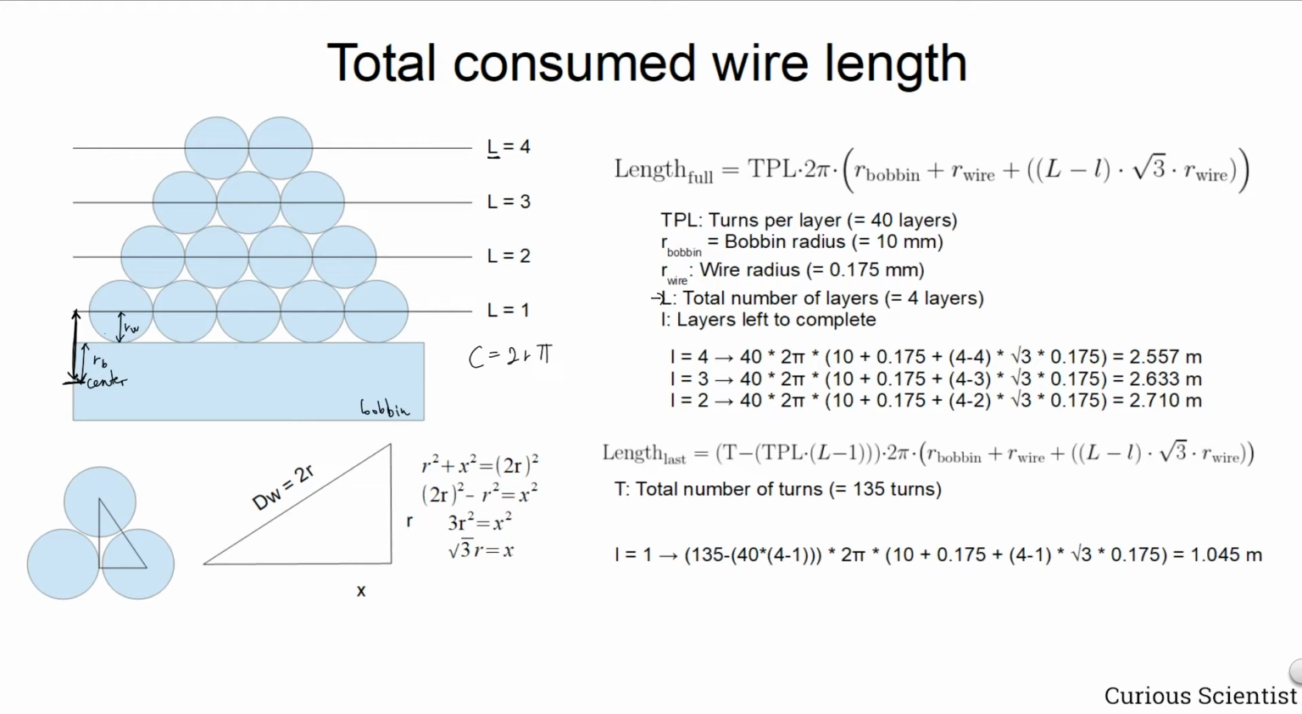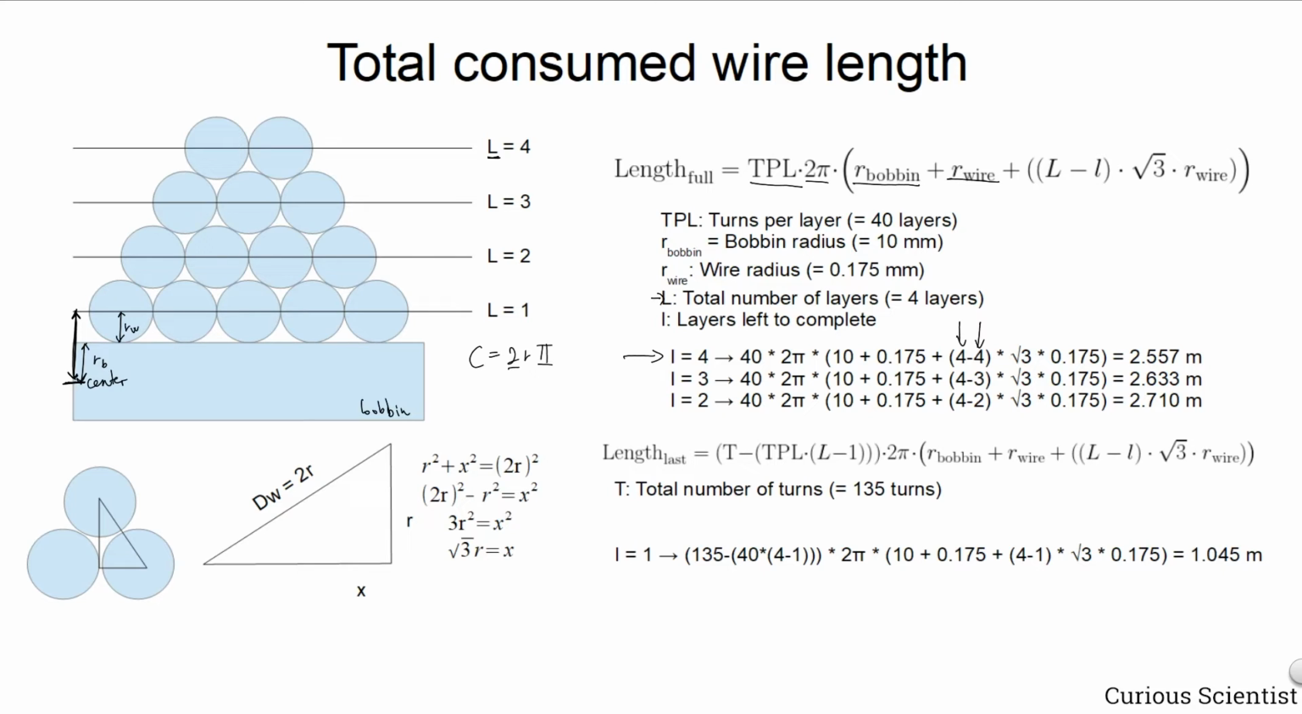So when we have a full layer, for example the full first layer, we have the turns per layer here, as you can see, and then we have the 2 pi from this circumference formula, and we are left with the r. So what we see is that we have the r bobbin plus the r wire, and then if we are in the first layer, we stop here, so we don't consider this formula. But this actually is being neglected, because the L, which is now this L, is 4 in this case. Check this line here. So the L is 4 here, and then we have the small l, which is also 4, because we still have 4 layers to complete.